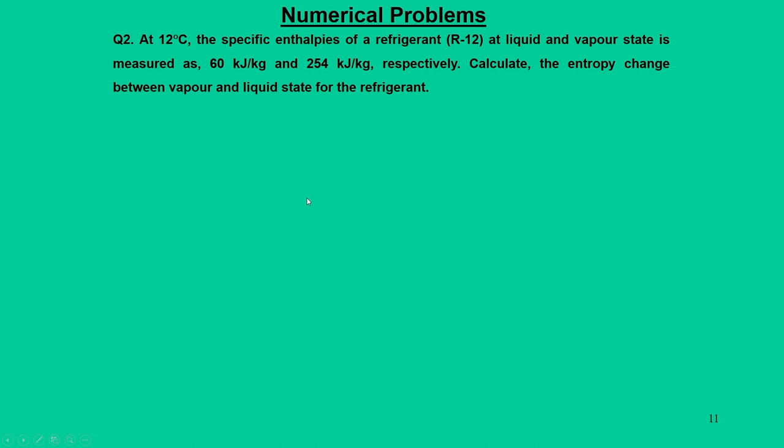The next problem is about the specific enthalpies of a refrigerant at liquid and vapor states. Data is given for refrigerant R12 at 12 degree centigrade, or 273 plus 12, 285 Kelvin. So, temperature is 285 Kelvin. The refrigerant has two values of enthalpy: HF, the liquid phase, is 60 kilojoule per kg and HG would be 254 kilojoule per kg.